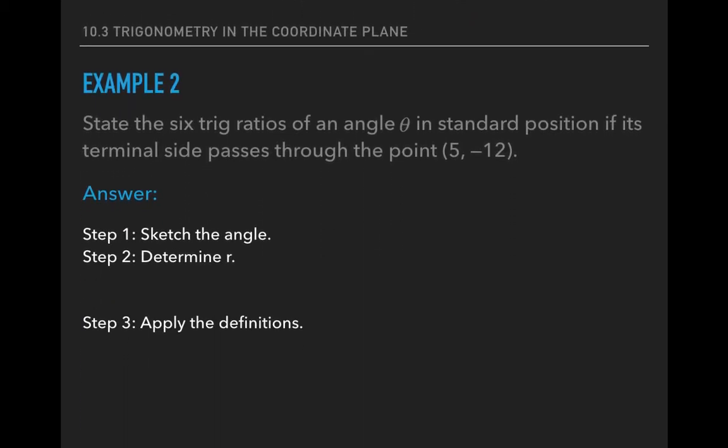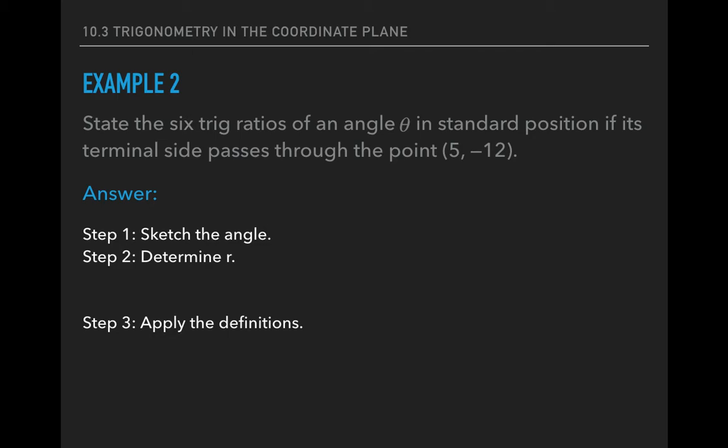Okay, so first in this example, the first thing we want to do is sketch the angle so that we can better understand this. So we're going to do like we just saw. We're going to find all the trig ratios for an angle. We don't know what the angle measure is, so you can't just sketch your angle, but your angle needs to have a terminal side going through the point 5, -12.